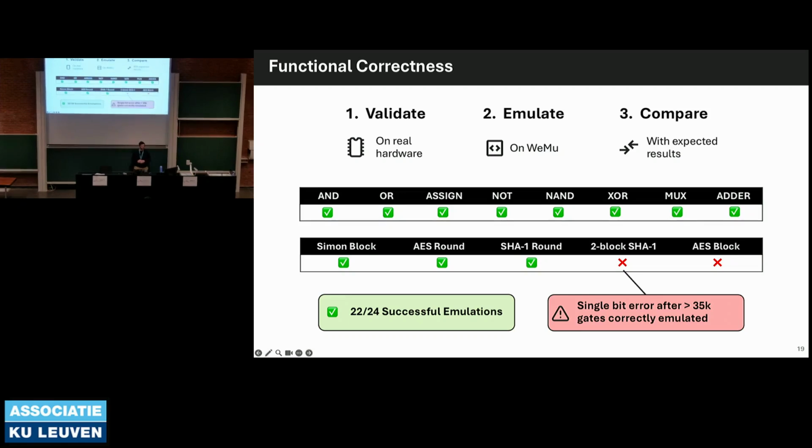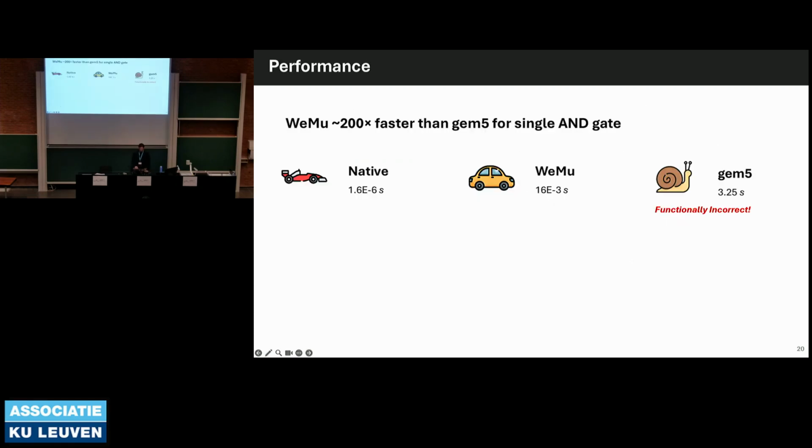For the most complex algorithms, there is an undetermined single bit error which propagates and makes the output wrong, and we still have to figure out what's happening there. But importantly, the single bit error only occurs after more than 35,000 gates have already been correctly emulated consecutively. So I still think this slide shows the potential and also the scalability of WeMu. And interestingly, WeMu is also very performant. We compared it to Gem5 for a single AND gate, and we have shown that WeMu is around 200 times faster, and Gem5 is not even functionally correct for an AND gate.